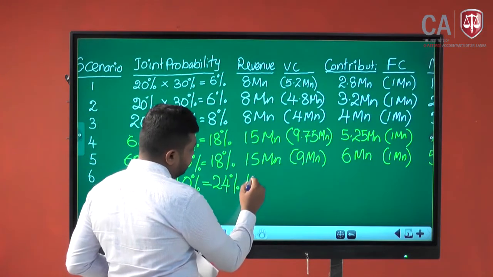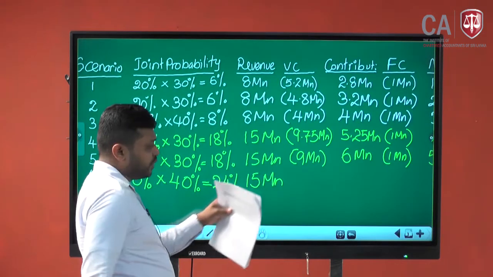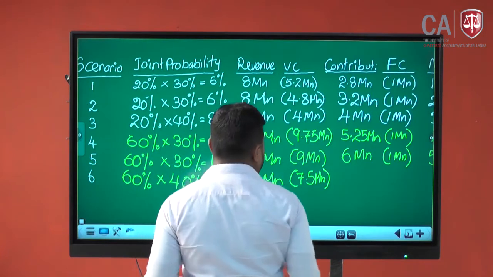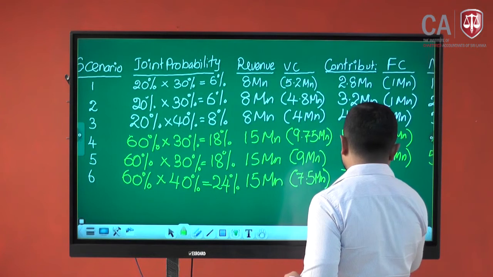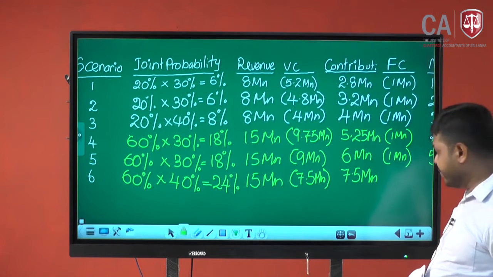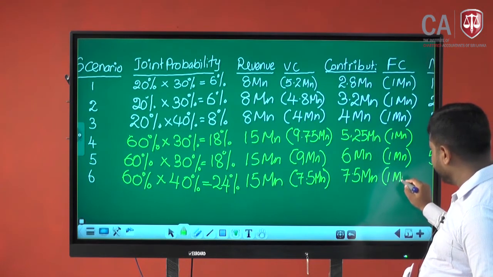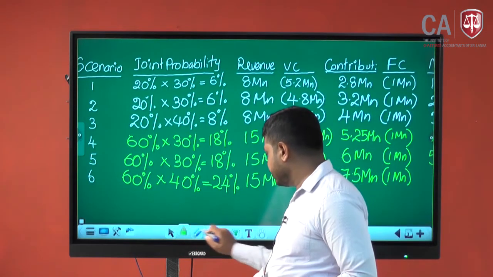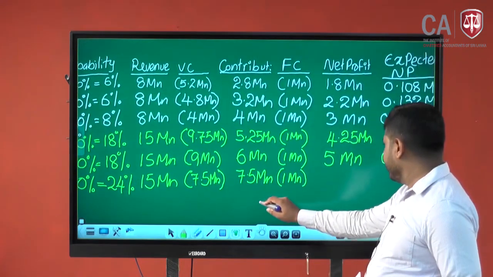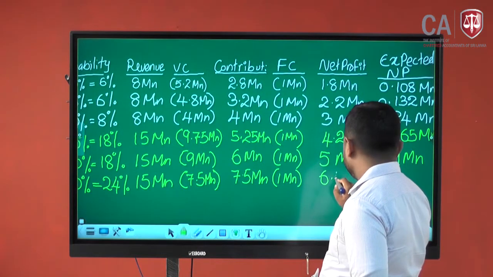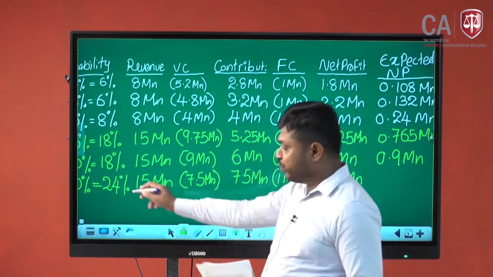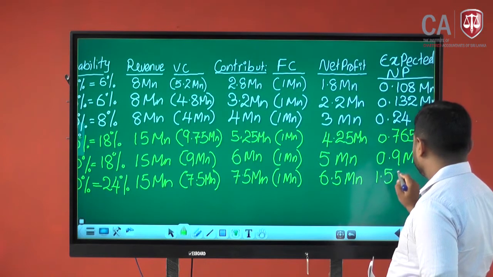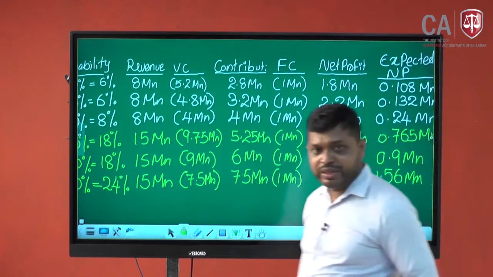The revenue will be 15 million. Variable cost will be 50% of the revenue, that is 7.5 million. Then contribution will be 7.5 million. Fixed cost, you need to deduct 1 million. Then your net profit will be 6.5 million. 6.5 million into 24%, your weighted expected net profit will be 1.56 million. That is the expected profit.